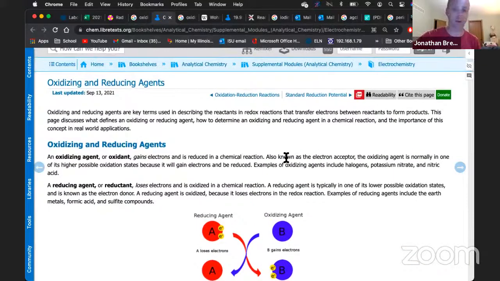Now, the other thing that we end up looking at is, let's see if I can stop the screen share. Nope, not screen share again, stop it.